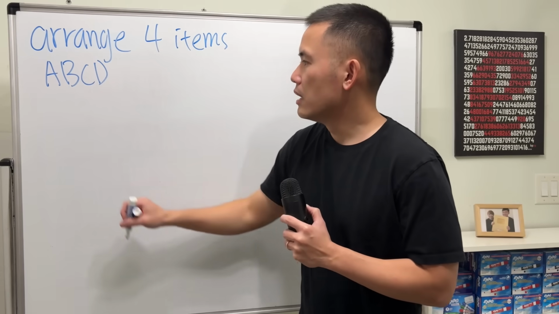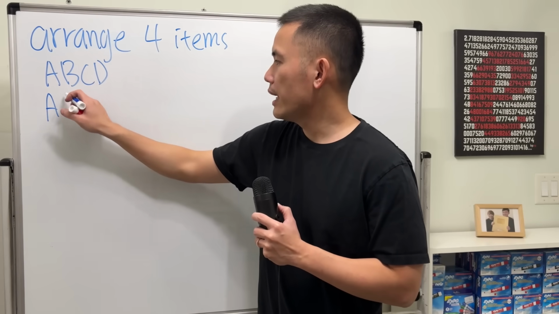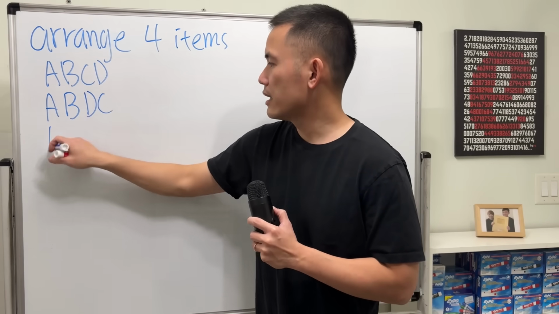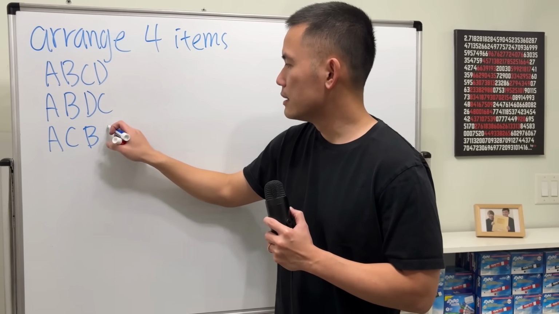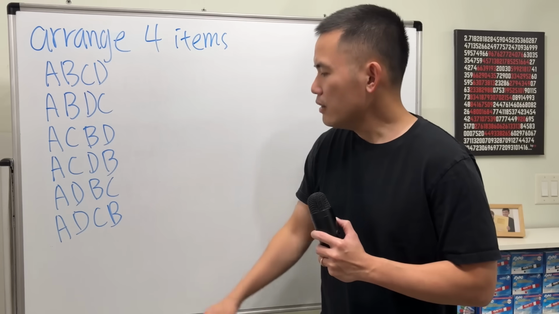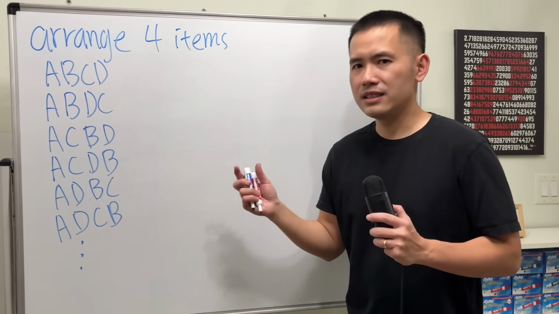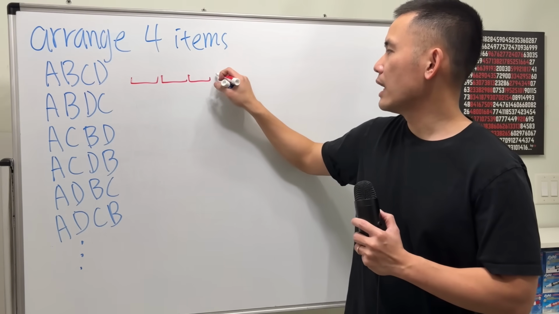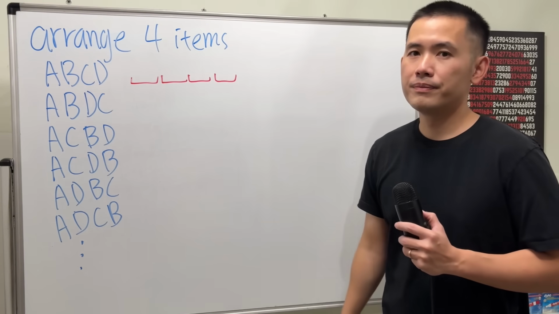A, B, C, D. If I want to arrange them, I can put A, B going first, but I can switch C and D, and then I can have A, but B has changed. I can say C and then B, and then A, C, and switch then D, B, and then A, and then D, B, C, A, B, C, D. And of course, we have a lot more ways, right? But notice that there's a nice pattern that's going on. And let's see how we can actually just figure it out without listing them all out.